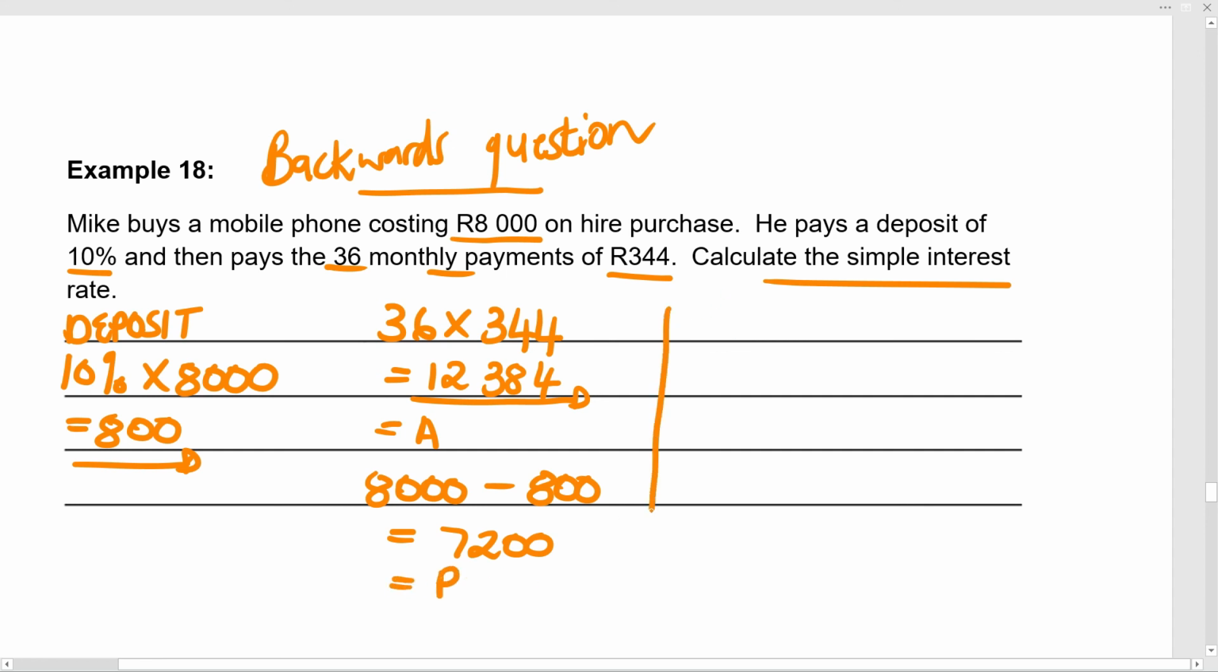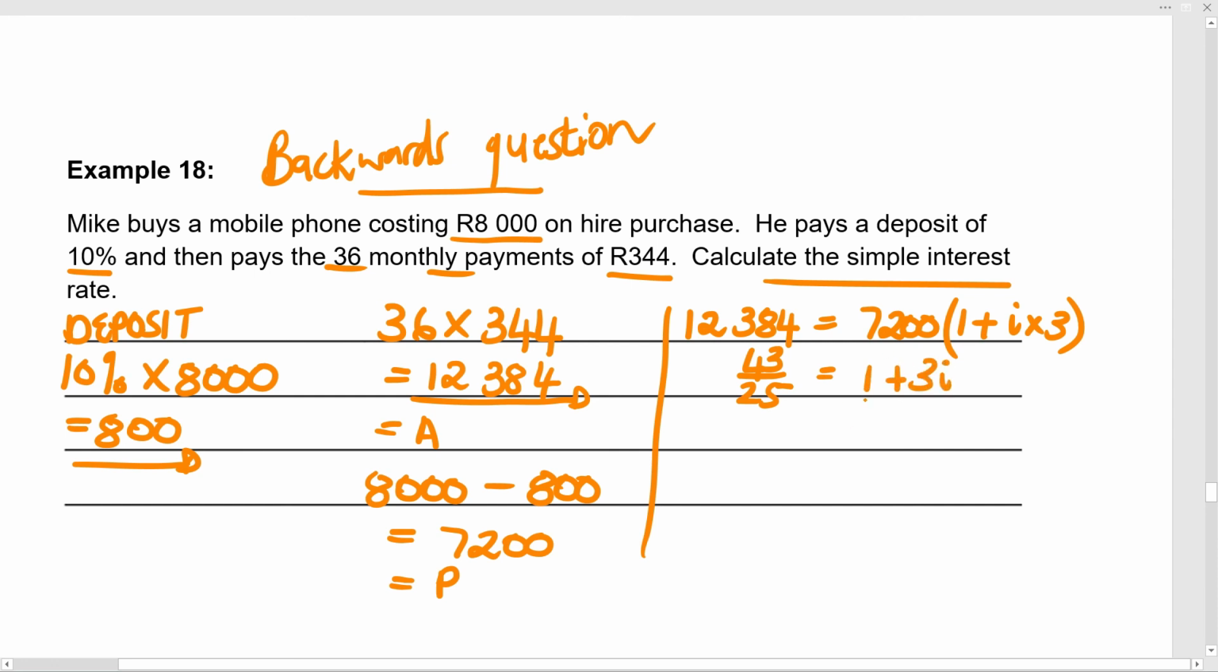So look what I'm going to do now. I'm going to pop it into the simple interest calculation. I'm going to say A value was the 12,384. My P value is the 7,200, and I'm solving for I. Okay, 36 monthly payments. That's going to be I times, how many years is 36 months? 3. Okay, so now I'm going to take my 12,384, have that on my calculator. I'm going to divide by 7,200, and I get 43 over 25. And that equals 1 plus 3I.